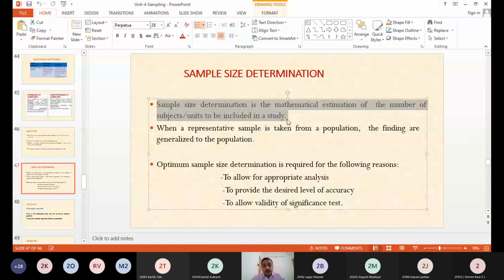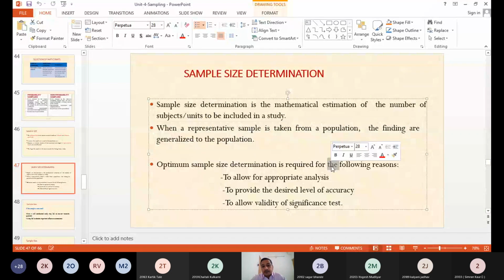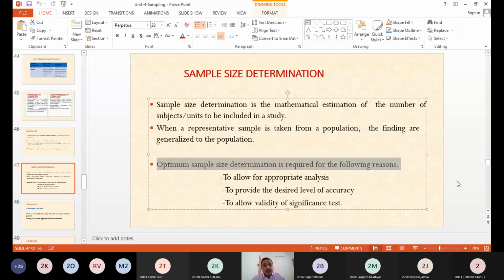When we have a representative sample taken from a population, the findings are generalized to the population. So when we have a sample which is representative of the population, then whatever findings we are getting, we can generalize it to the population. Generalize means we can apply it to the population, and therefore optimum sample size is very important, and that optimum sample size is required for different reasons.